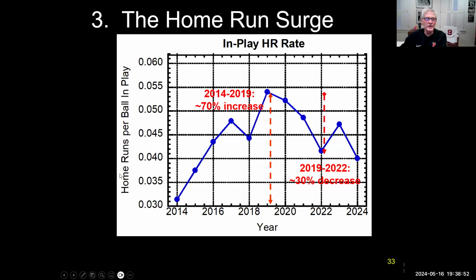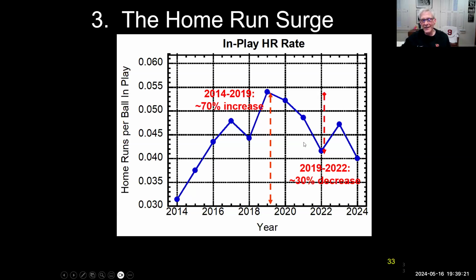So what I'm showing you is the rate of home runs per ball in play. In 2014, it was about 3%. About 3% of the balls that were put in play ended up as home runs. And then it started to increase. There was a decrease in 2018. It reached an all-time high in 2019, representing something like a 70% increase between 2014 and 2019.